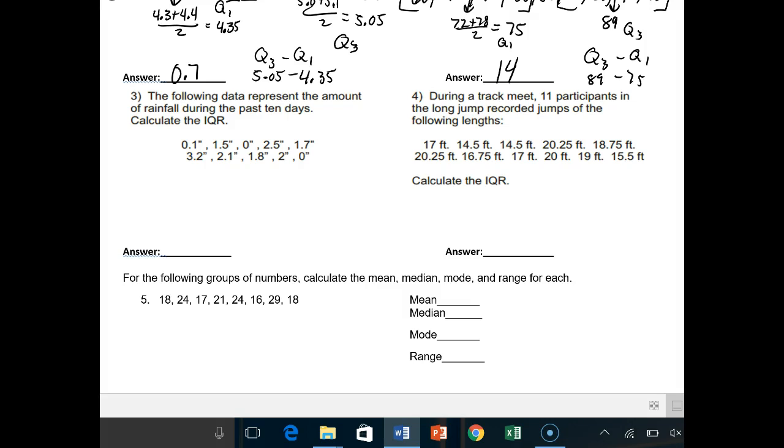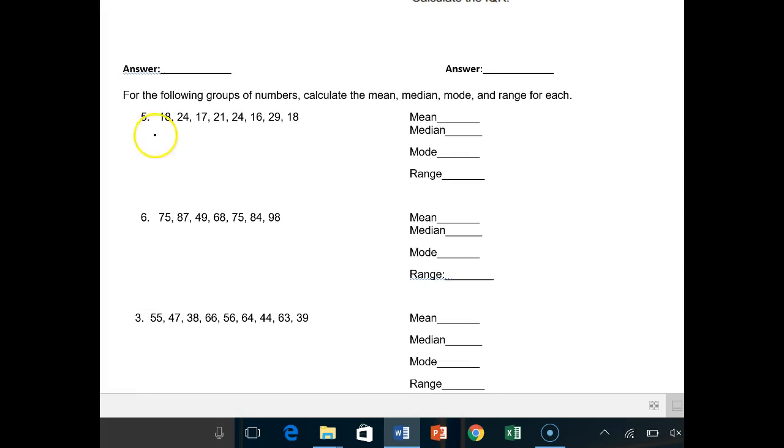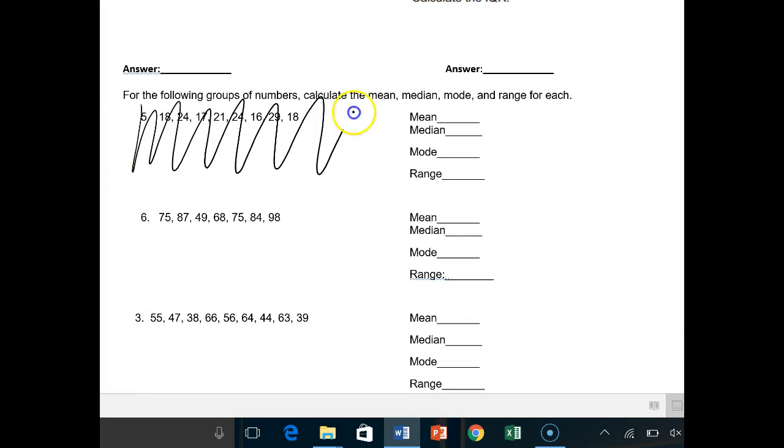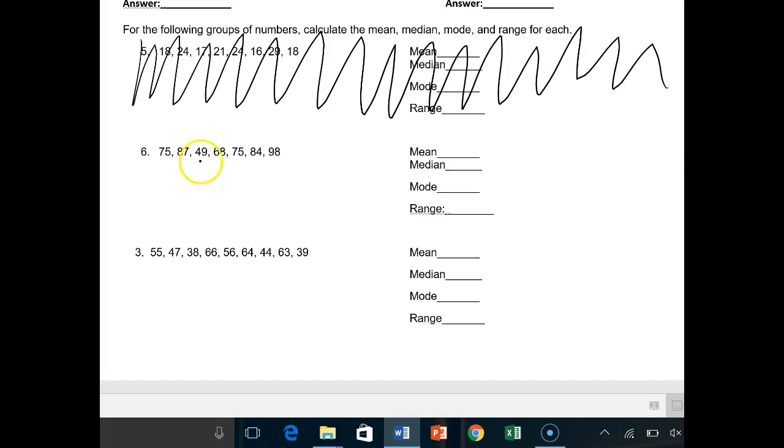Okay. All right. You can actually go ahead and cross off number 5. It's a repeat problem. You do not need to do number 5. You do need to do number 6, even though it's somewhat of a repeat problem. And you do need to do number 3, even though it's somewhat of a repeat problem. So I'll do number 3.